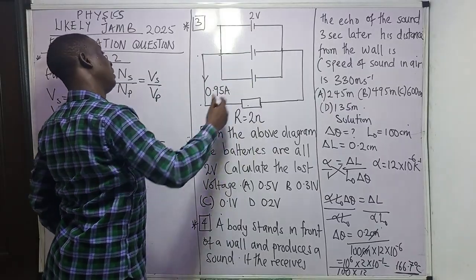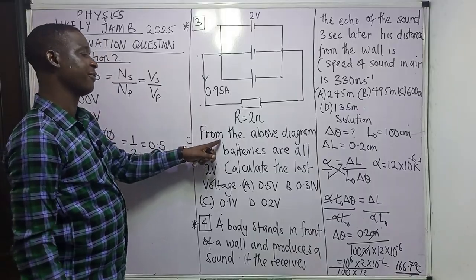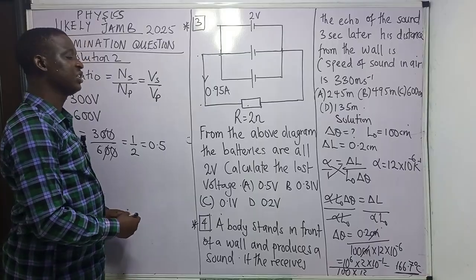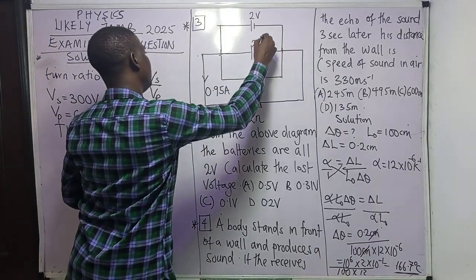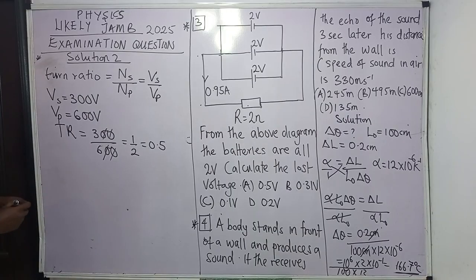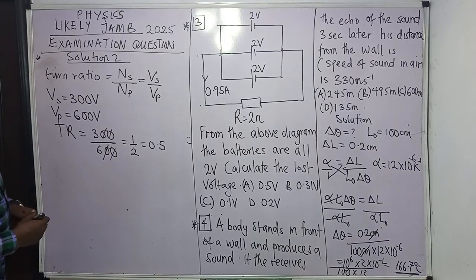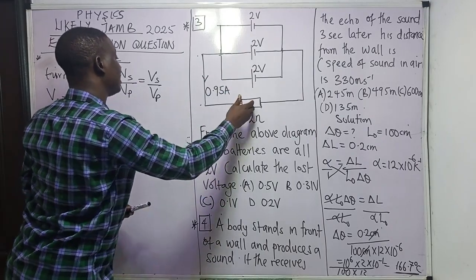These are cells, and these cells are parallel. From the question, they say from the above diagram, the batteries are all 2 volts. That means here is 2 volts, here is 2 volts. That's what it means. Now, in this question, as I calculate lost voltage, we are given these 3 are connected across, the EMF connected across.